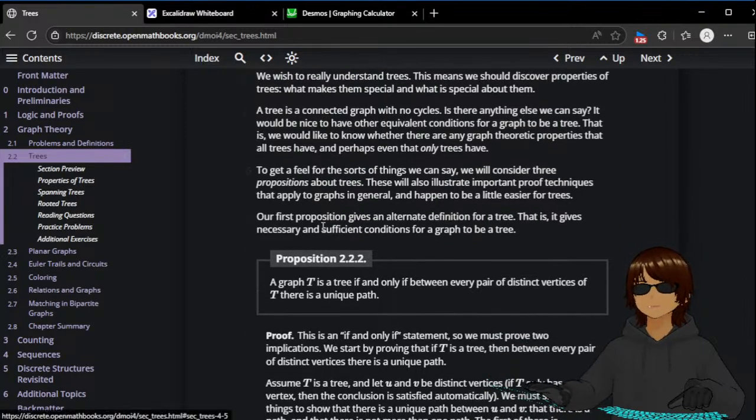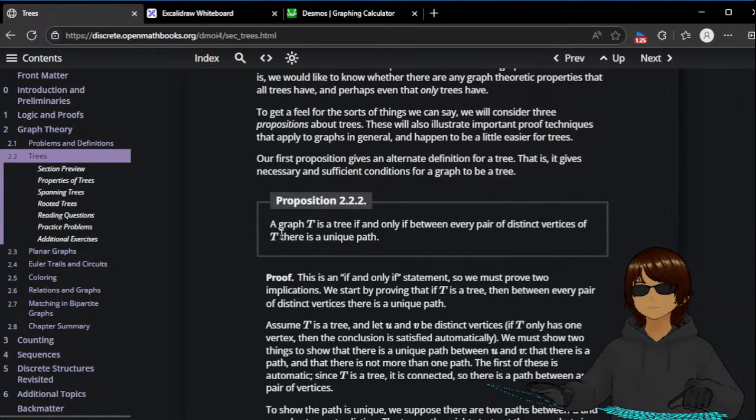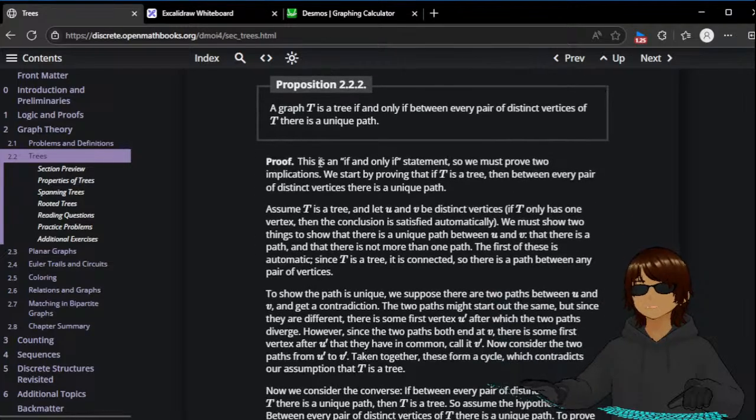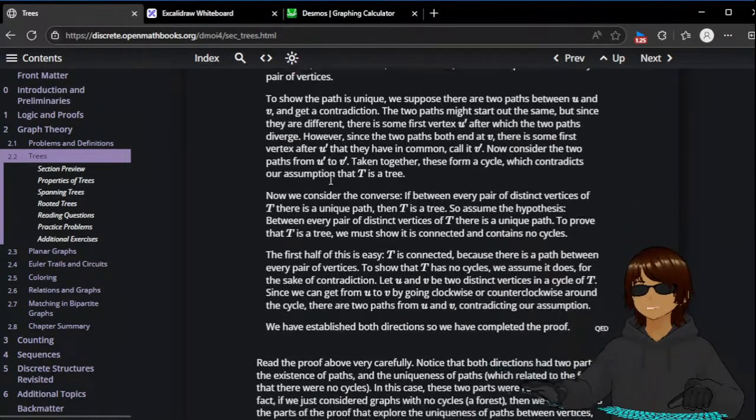So, our first proposition gives an alternate definition. A graph T is a tree if and only if between every pair of distinct vertices of T there is a unique path. Yeah, it shouldn't contain any cycles, right? This is an if and only if statement, so we must prove two implications. We start by proving that if T is a tree, then between every pair of distinct vertices there is a unique path. Yeah, I'll just skip this.